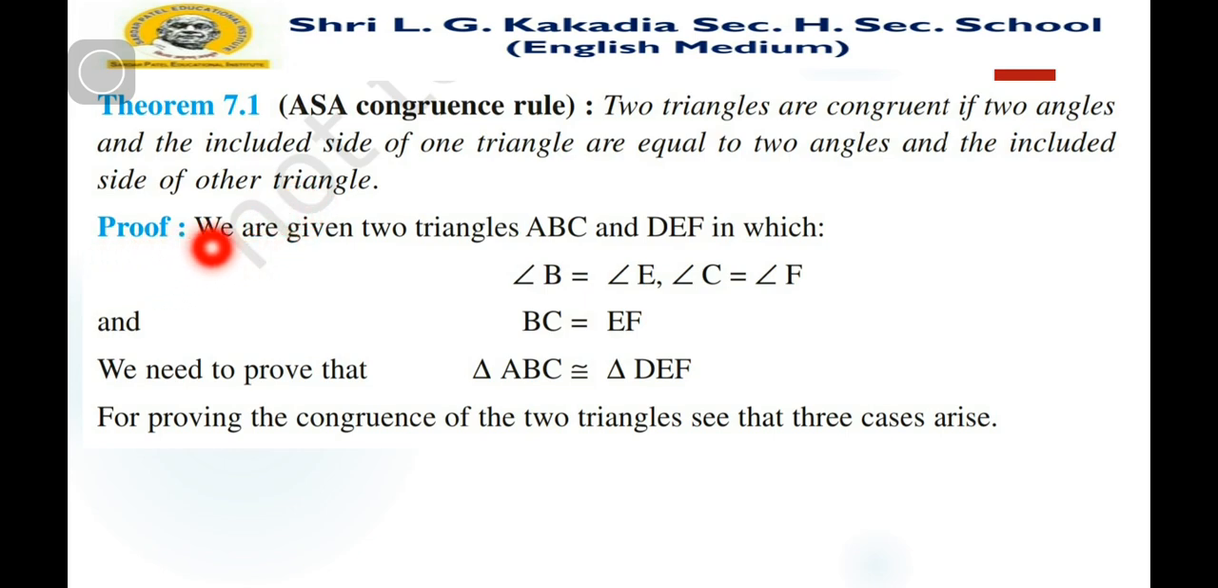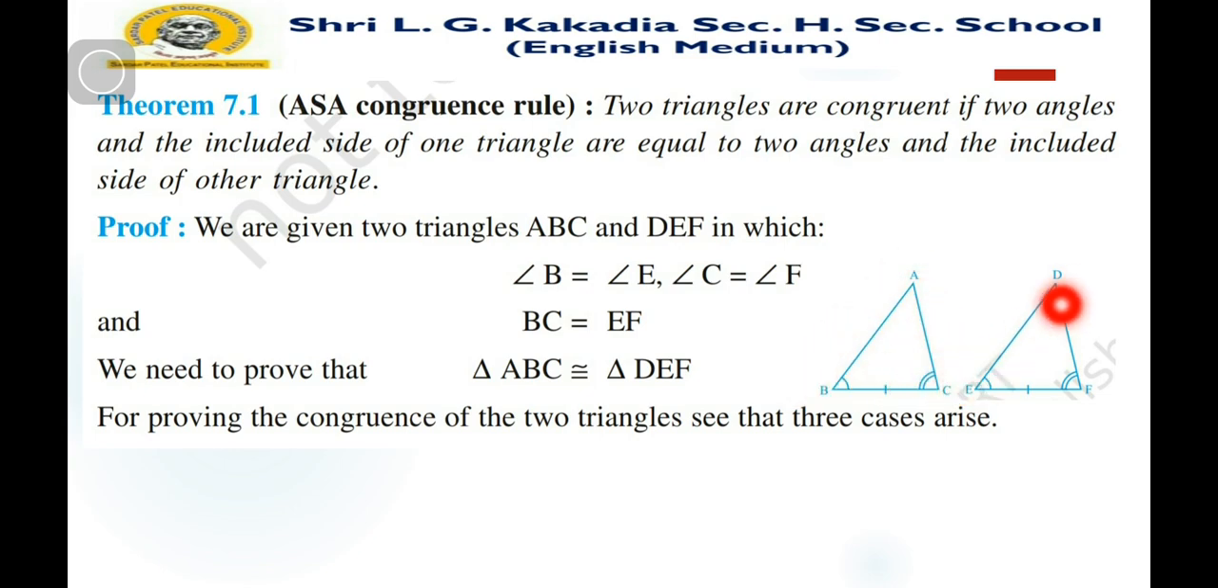So we are going to prove that if two angles and the included side are equal to the two angles and included side of the other triangle, then we can say the two triangles are congruent. For that, we just take two angles. As you can see in the figure, angle B is equal to angle E, angle C is equal to angle F, and BC is equal to EF.